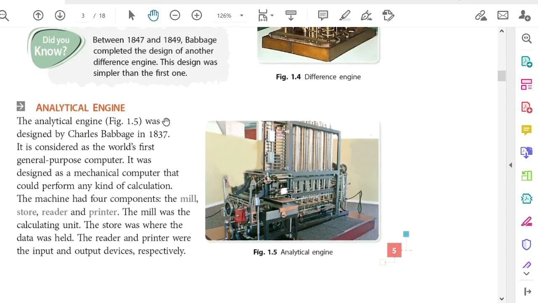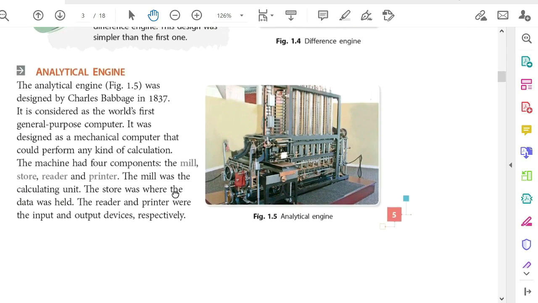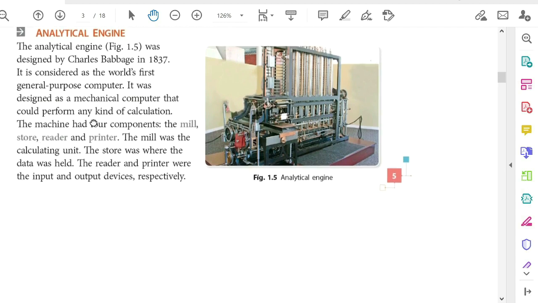Then analytical engine, it was designed again by Charles Babbage in 1837. It was considered as the world's first general purpose computer. So the name of world's first general purpose computer is analytical engine. The four components were there: mill, store, reader and printer. Mill was the processor, store to store the data, reader was input part and printer was output unit.